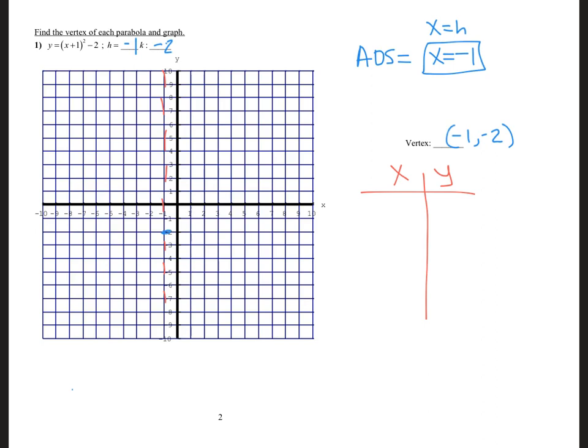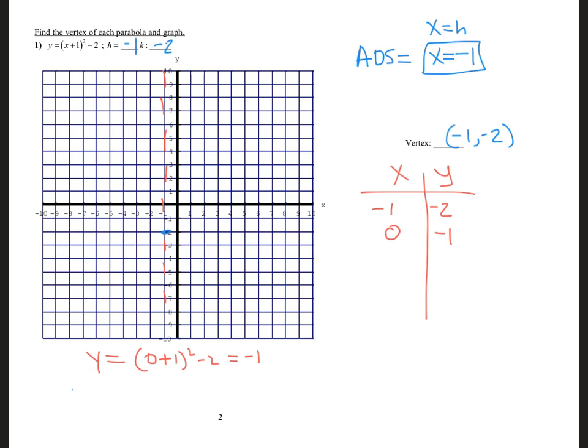So I started with (-1, -2). Let me pick a point, 0. See, 0 is very convenient. So when I plug 0 into the equation, what do I get? I'm just going to do it here so that you can see how to do one. It's going to be 0 plus 1, squared, minus 2. So 0 plus 1 is 1, 1 squared is 1, 1 minus 2, so we get -1 here.